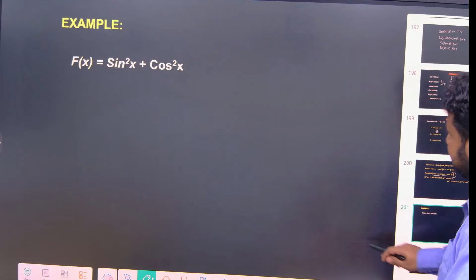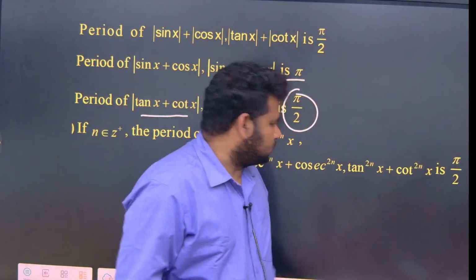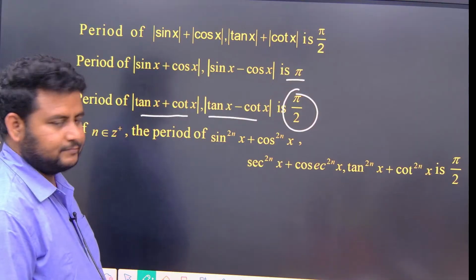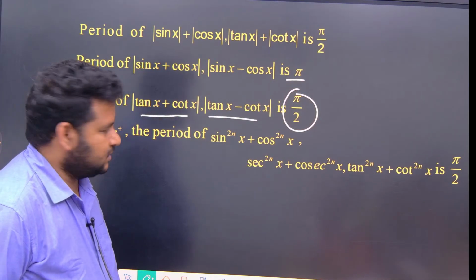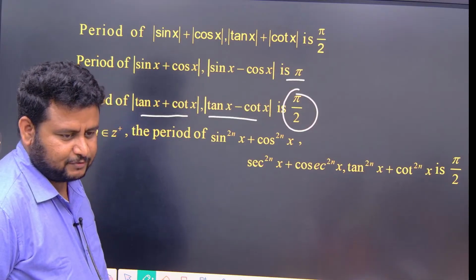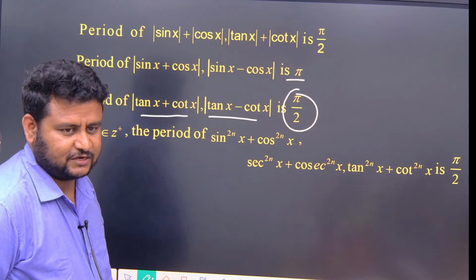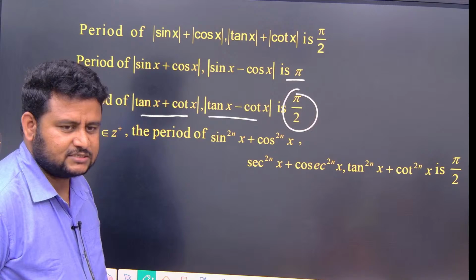Then what is the period of this? Okay, write down. Sin, cos, secant, cosecant, tan, cot: if they give them like that, they are complementary, and the period is pi by 2. But if it is individually given, sin power 2nx, that is pi. Square functions, sin square is pi. Sin square plus cos square is pi by 2.